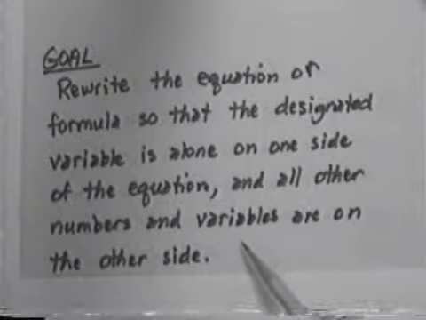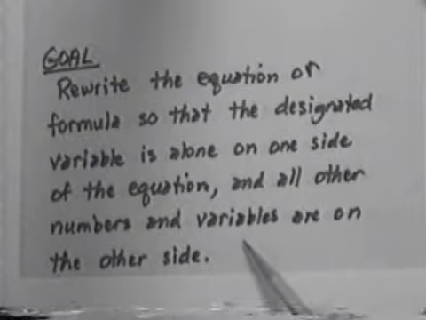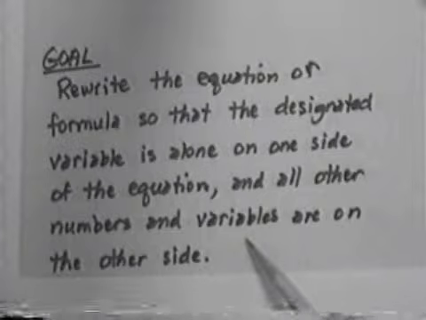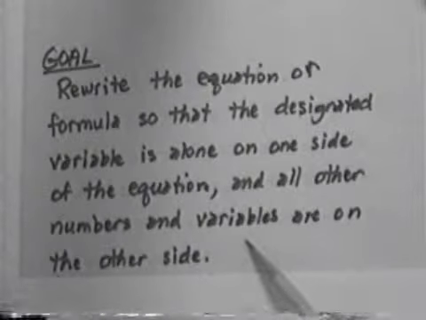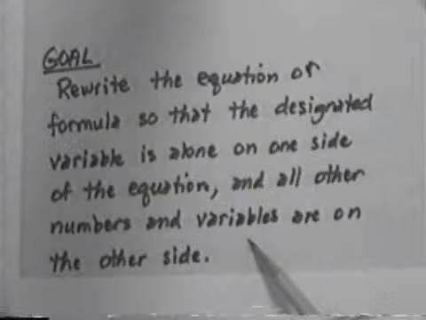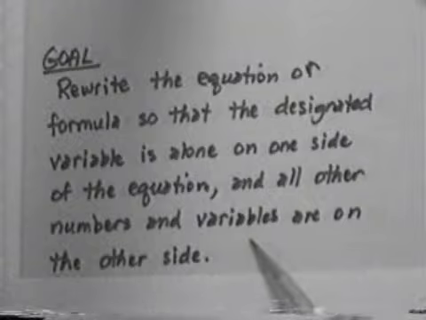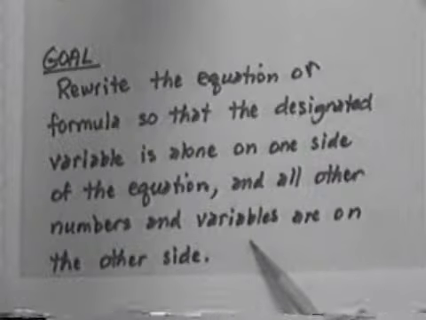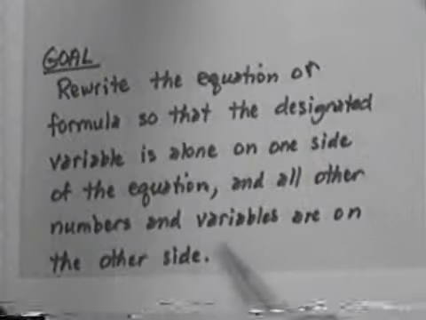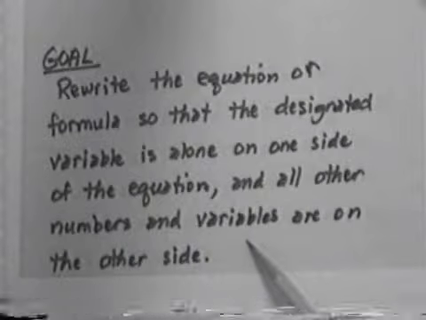What we have ended up with as our solutions up to this point have been equations of the form variable equals constant. This time, since there's more than one variable, we will end up with variable equals expression, and that expression will be something involving numbers and variables.